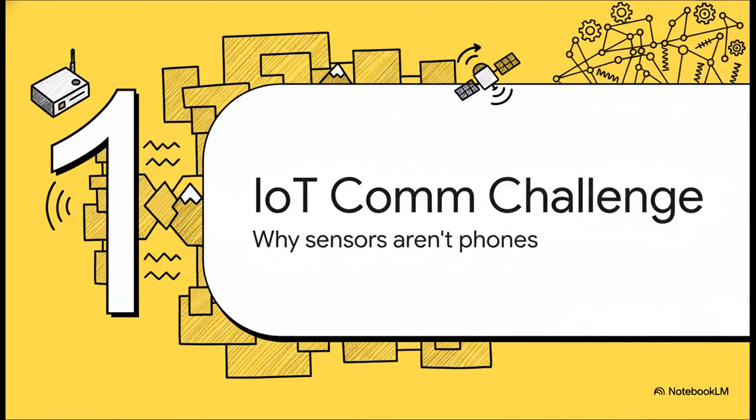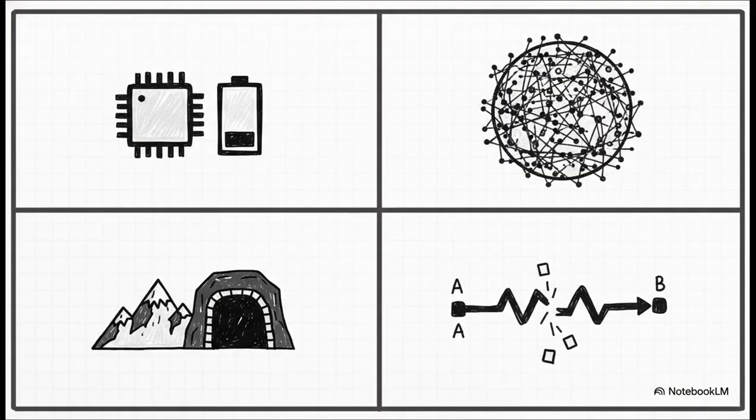Okay, you might be wondering, why can't these little sensors just act like tiny smartphones? Well, it turns out they're playing a completely different ballgame. They face some really unique obstacles that have required some incredibly clever solutions to get around. It really boils down to four big hurdles. First off, these devices are built to be small and cheap, so they have very little processing power and tiny batteries. Second, the scale is just mind-boggling.